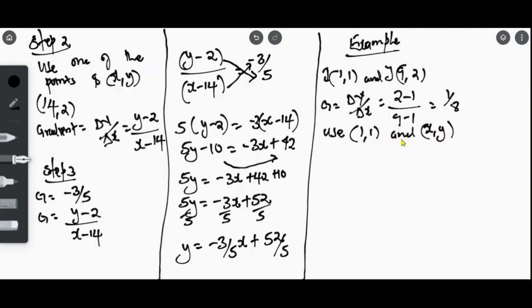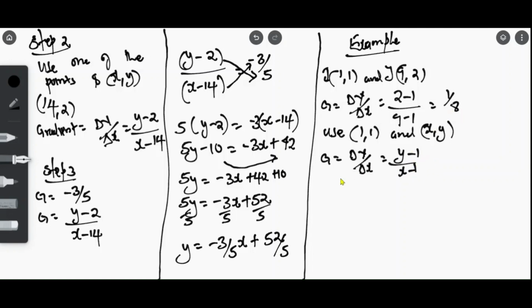I want to find the gradient using this. Remember, I'm using coordinates with small values just to minimize errors when dealing with huge numbers. So I just use the one that is very simple, right? The gradient again for this one will be change in y all over change in x. So I take y minus 1 all over x minus 1, right?